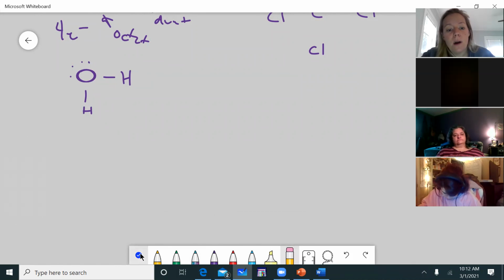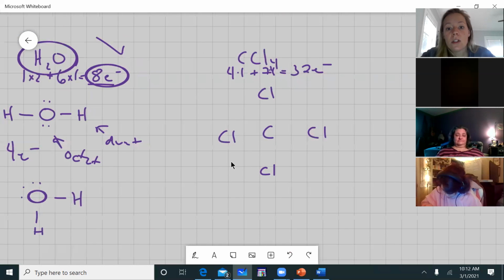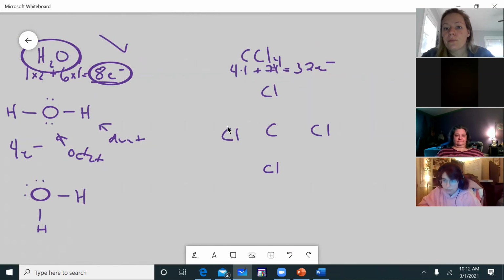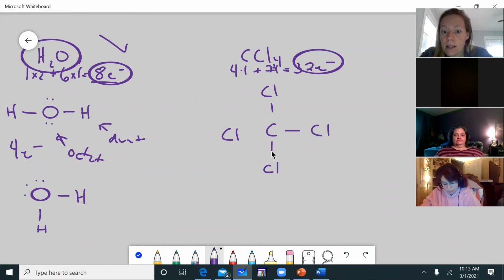So let's look at that other one and follow the same system. We've got our skeletal structure, and we know how many valence electrons we get to play around with. We have 32 electrons that we have to have on the board. So the first thing is to stick it together. So let's make a single bond, a single bond, a single bond, and a single bond.